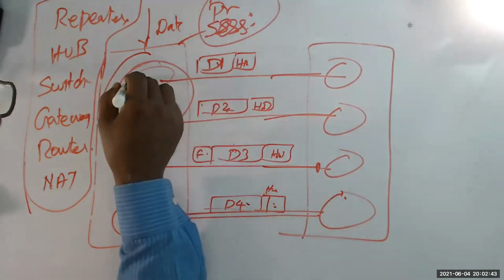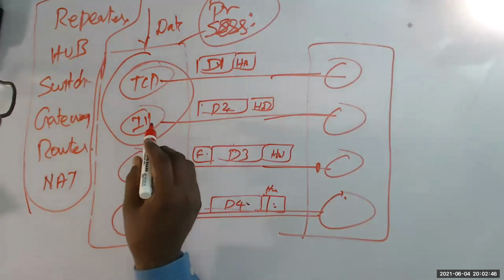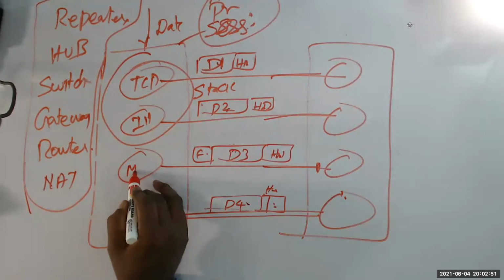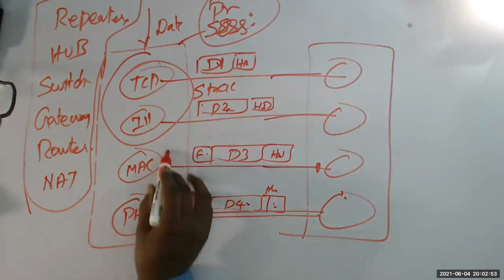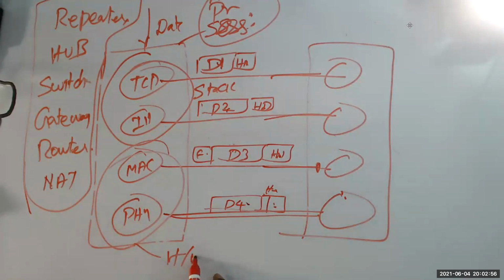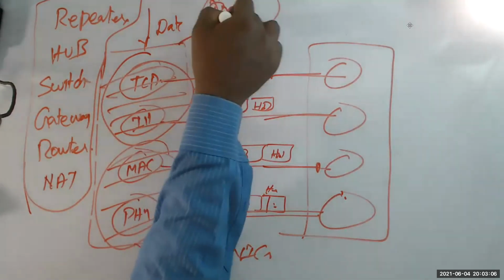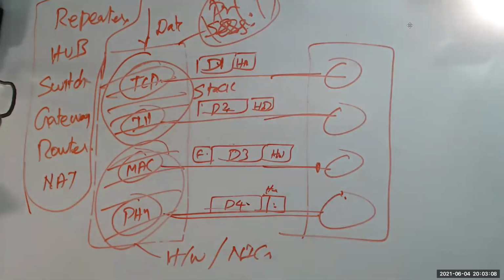These two, TCP and IP, are called the stack. And MAC and PHY are called hardware or NIC card. So even though there are 7 OSI layers, these 2 are one portion, these 2 another portion, these 3 another portion. Today we do not segregate between session, presentation and application. They thought about it, but today we don't do that. Today everything is called a single application.